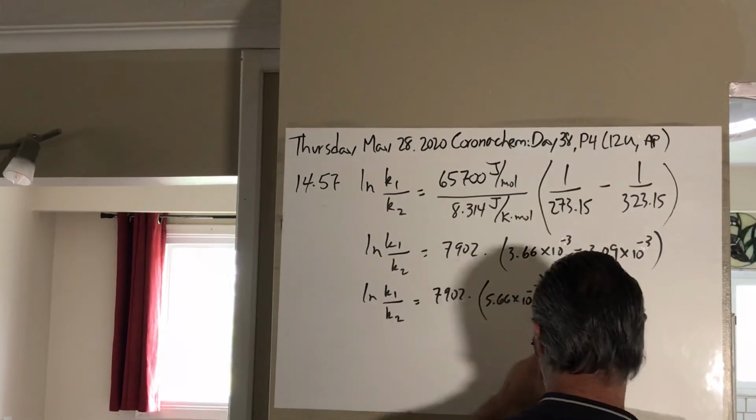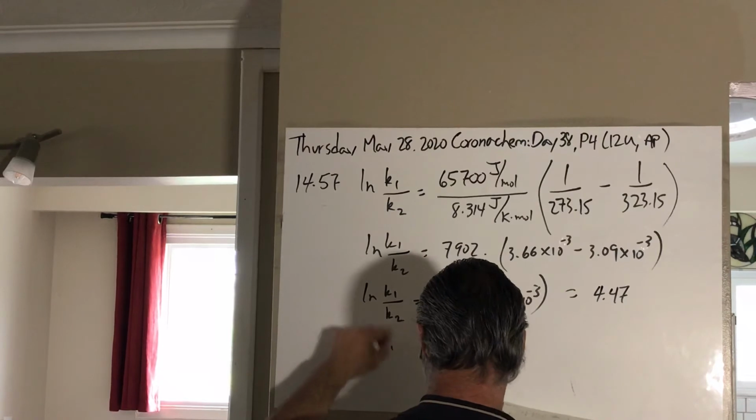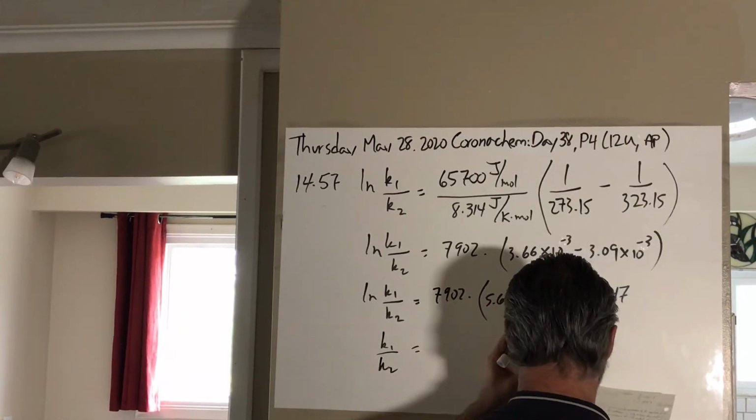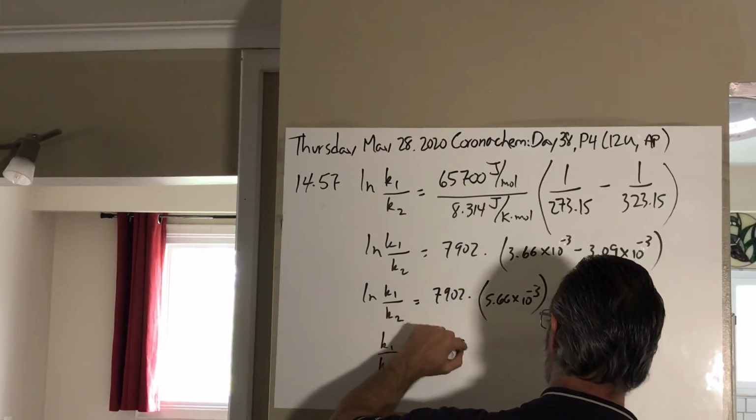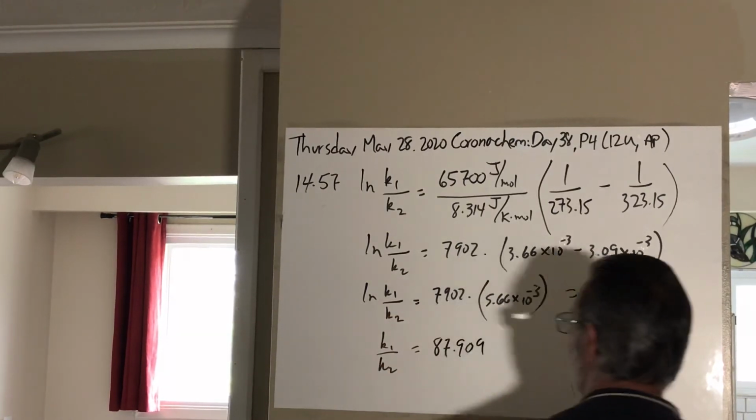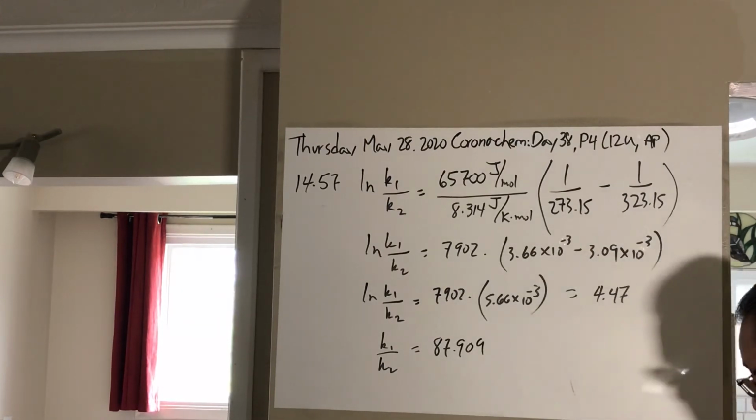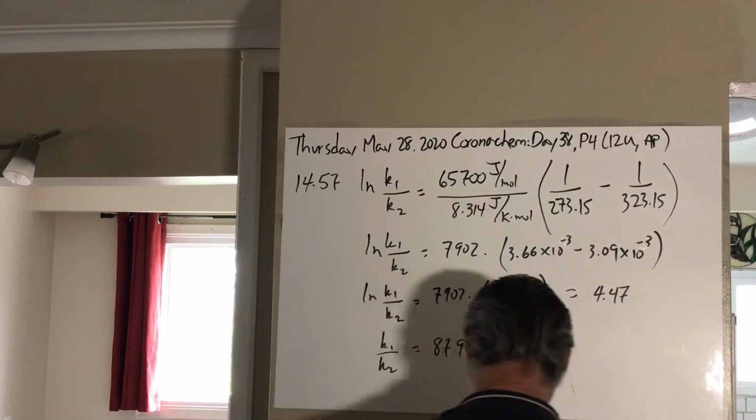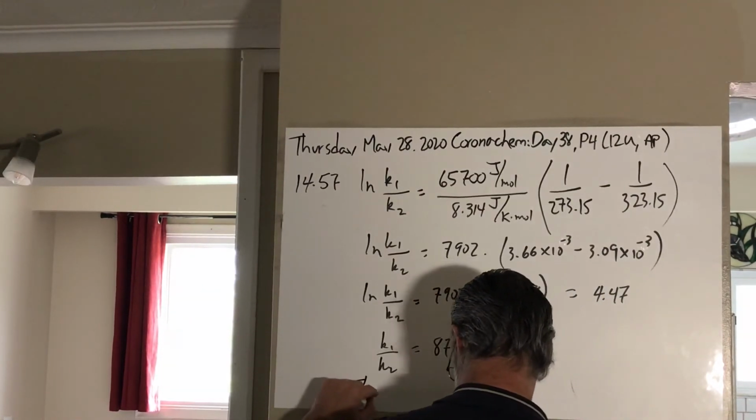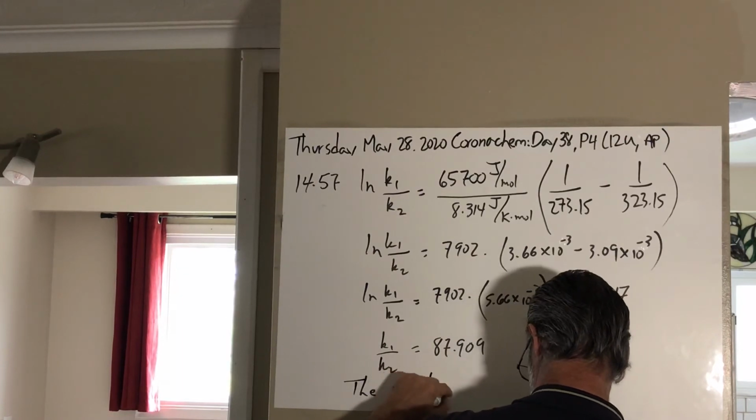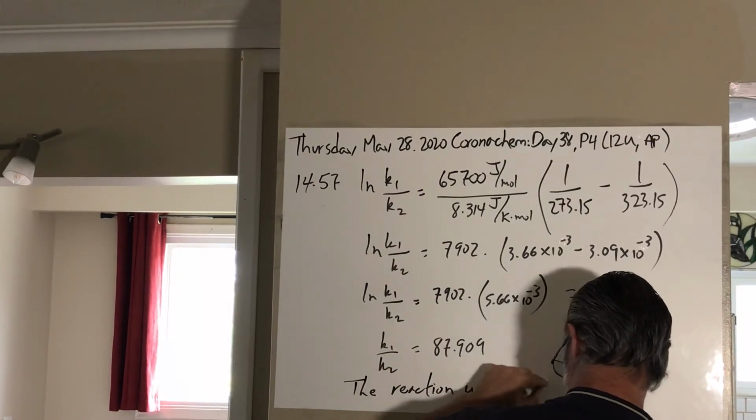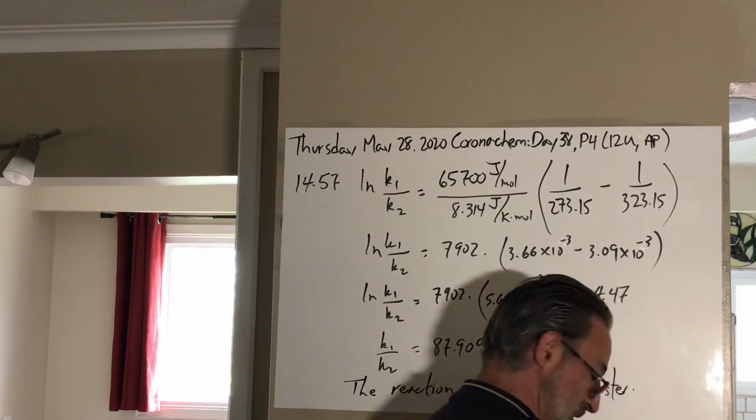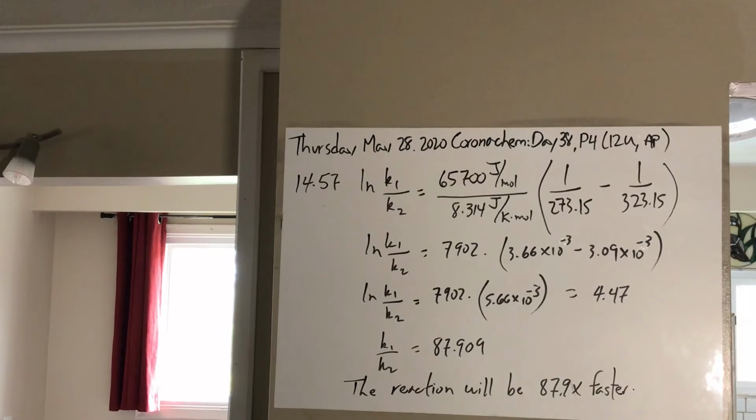Now take the inverse log of both sides, and the ln disappears here, and you get this turning into 87.909. So the ratio of K1 to K2 will be 87.9. So the reaction will go 88 times faster at 50 degrees Celsius than at 0 degrees Celsius.